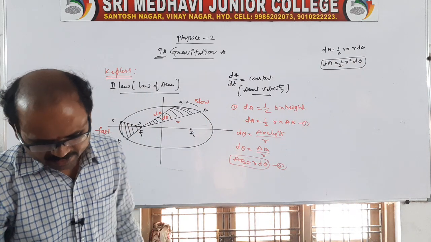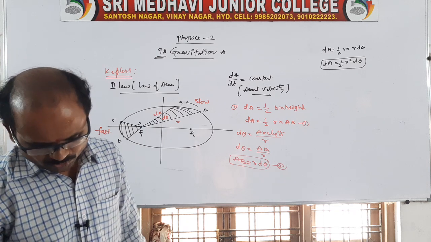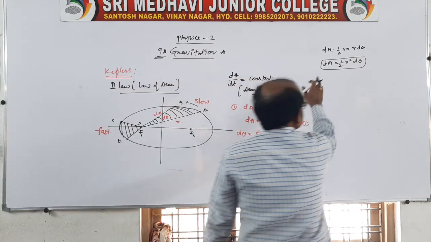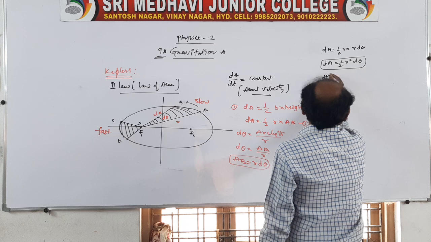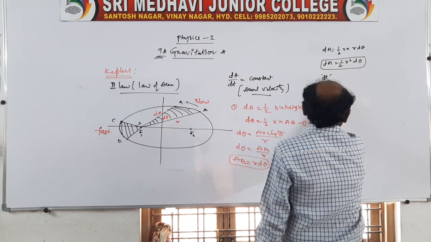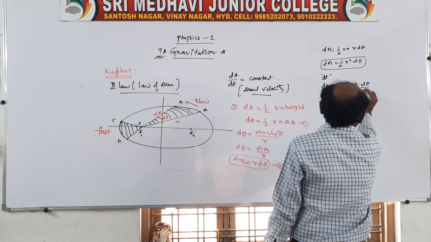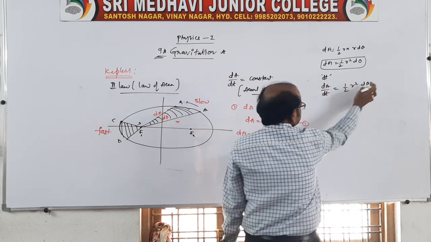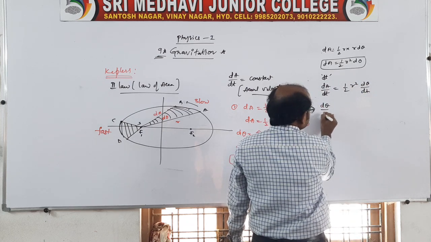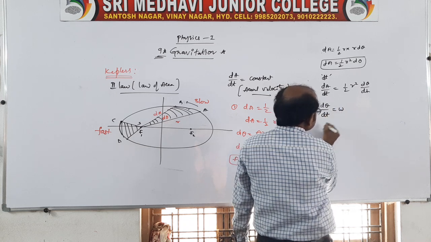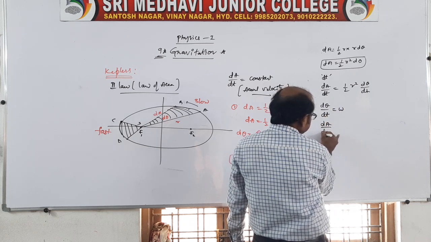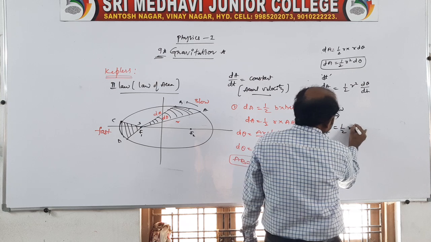Now we have to make a relation. So you do one thing, on both sides you divide by dt. So dA by dt is nothing but the areal velocity, 1 by 2 r square into d theta by dt. So this is areal velocity. D theta by dt is nothing but omega, the angular velocity. So dA by dt is equal to 1 by 2 r square into omega.